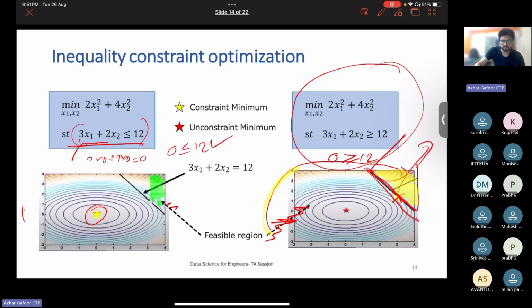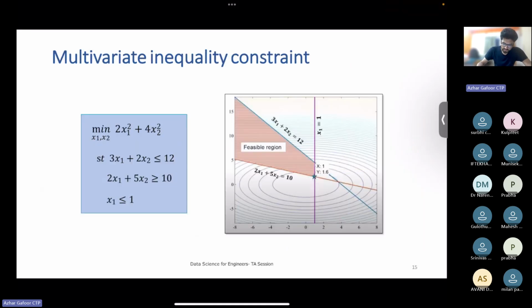So now let us see how we can solve these kinds of problems. For that, again, one more example. Here the problem is to minimize 2x1 square plus 4x2 square. That is the objective function. And we have three inequality constraints.